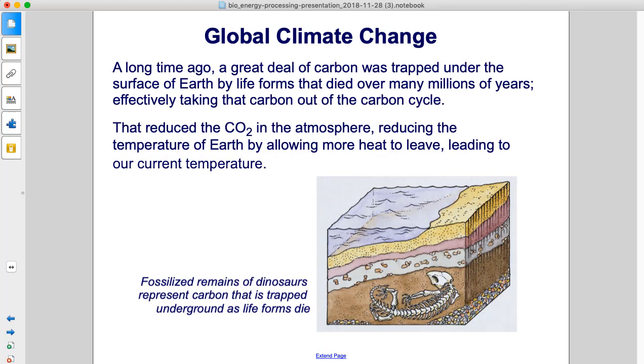A long time ago, a great deal of carbon was trapped under the surface of Earth by life forms that died over many millions of years, effectively taking that carbon out of the carbon cycle. That reduced the CO2 in the atmosphere, reducing the temperature of Earth by allowing more heat to leave, leading to our current temperature. And here you can see an example of that carbon trapped underground as the remains of a dinosaur.